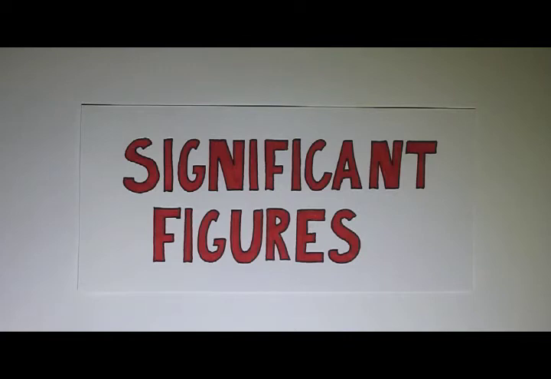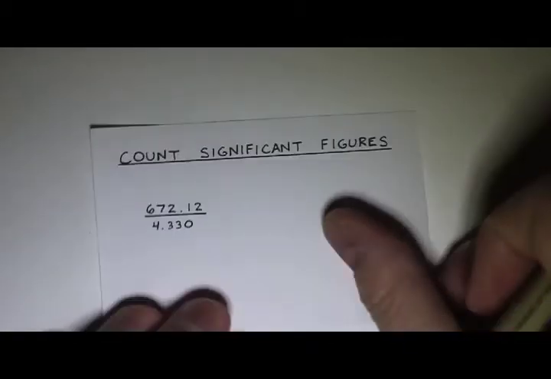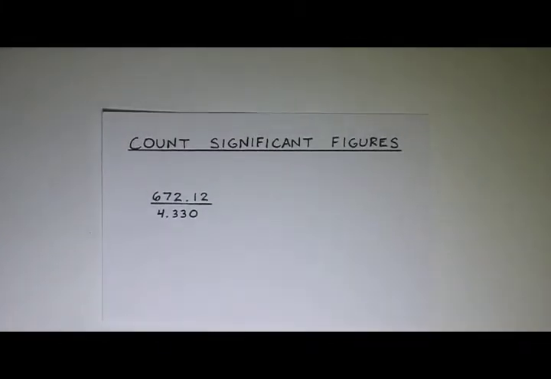So in this video I want to talk about how to multiply and divide with significant figures. And the rule is pretty easy. We're going to count significant figures. Now remember, for adding and subtracting you count decimal places. For multiplying and dividing you count significant figures.